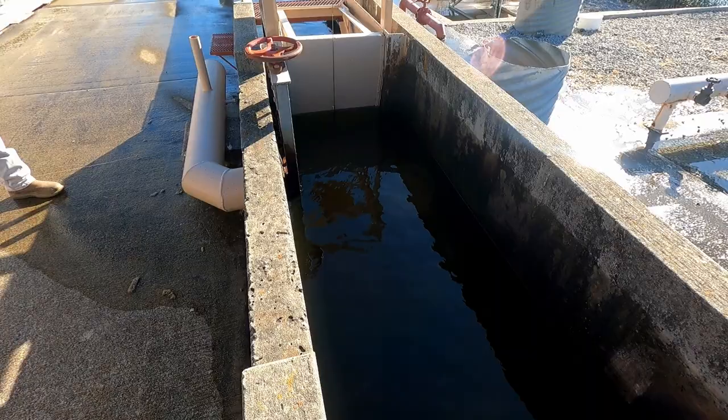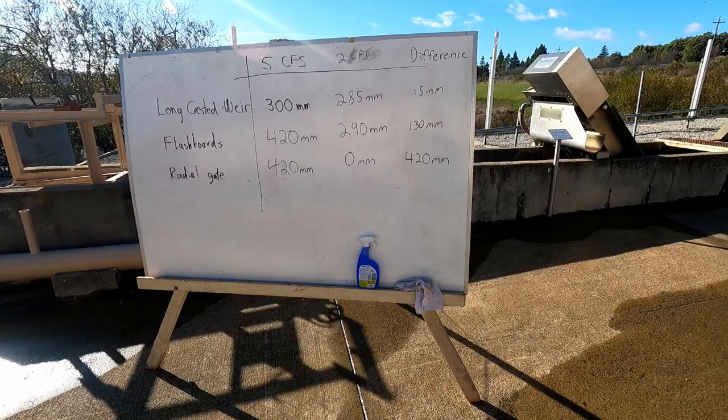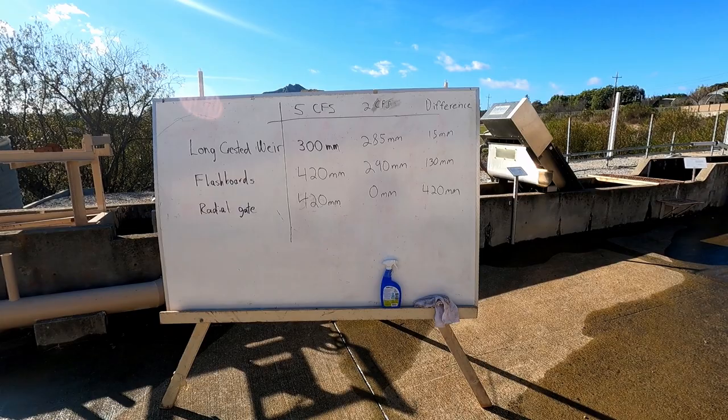Now, so what? Here's what you're looking at. Let's see the numbers. It dropped 420 millimeters. Okay, now let me be real clear about what we have. We have exactly the same flow at 5 CFS going through all three structures. Nothing changed.